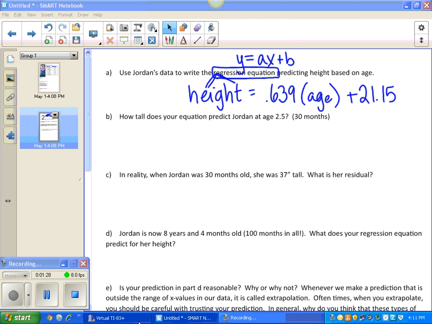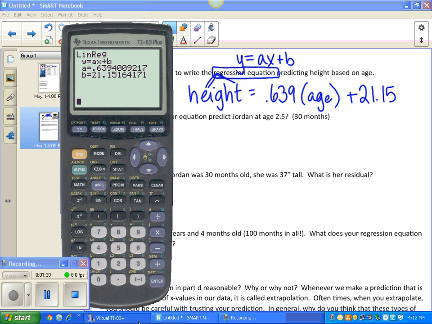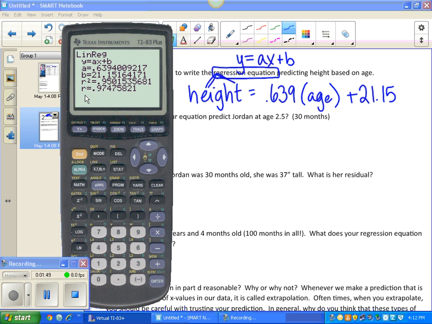Now if your calculator did what mine did, which did not include the correlation coefficient, you can hit second 0, go down to diagnostics on, turn them on, just hit enter, and now when you do stat calc 4, you'll also get the correlation coefficient, and you can see that r equals 0.97. So 0.97 means a strong positive relationship.